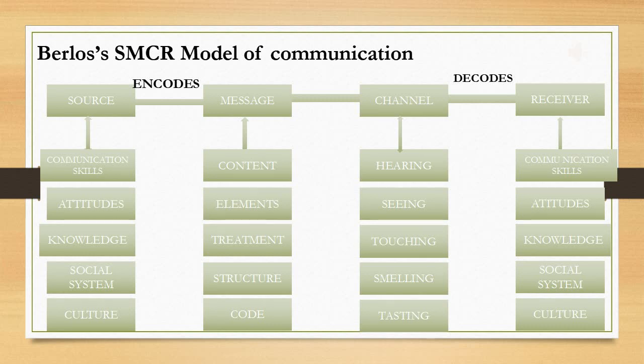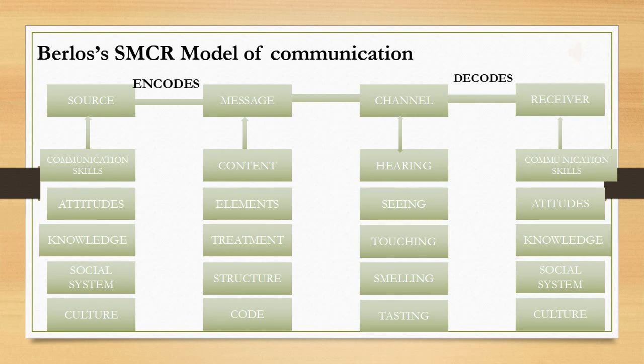Here's a brief explanation of each component. Source. The sender or source is the originator of the message. This can be an individual, group, or organization that initiates the communication. Message. The message is the information, ideas, thoughts, or feelings that the source wants to convey to the receiver. It is the content of the communication.